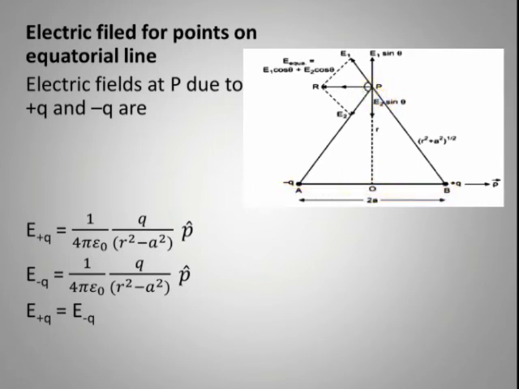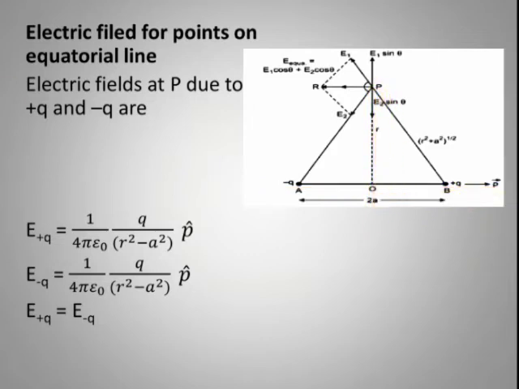So what is that equatorial? It tells you about a perpendicular distance from the midpoint of the dipole. So this is your dipole and this is the midpoint, and perpendicular to it you have a point which you will consider as your equatorial point, called P. You're going to find the total electric field of a dipole, not on the axis but on the equatorial line.